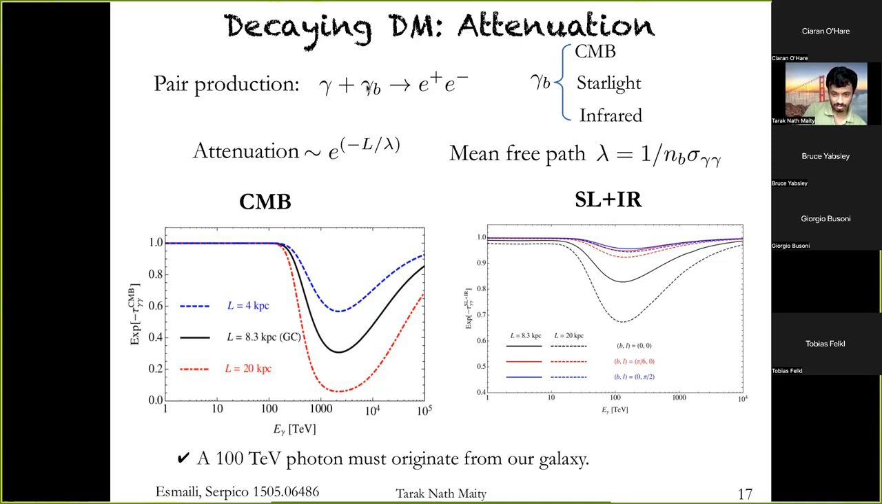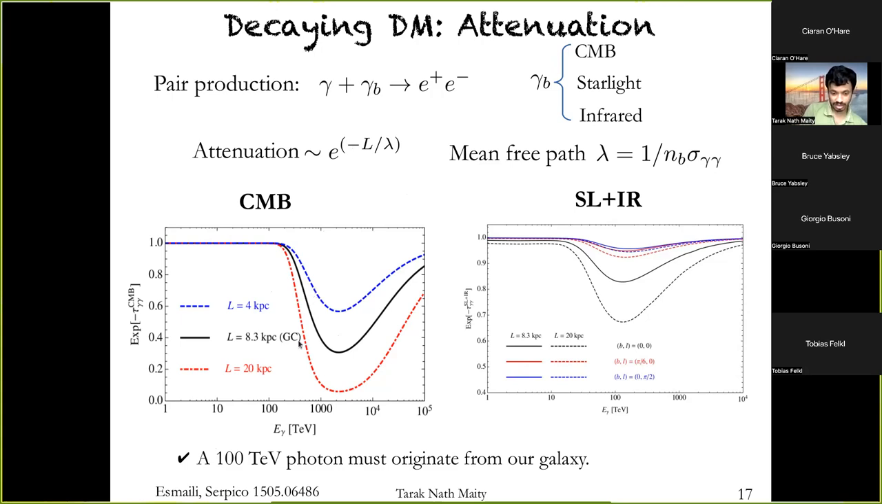So if you take CMB as the background photon and then calculate this factor, the corresponding result is shown in this figure. What I've plotted here is, on the x-axis, the energy of the photon, and on the y-axis, this attenuation factor. As you could see, in the range of 100 TeV and above, as you increase the length the photon is traveling, you are getting larger and larger attenuation.